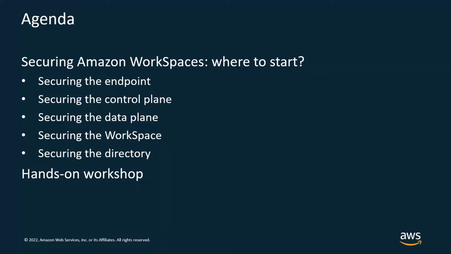And then the fifth aspect is securing the directory itself. This is often an overlooked aspect. I like to think you can't actually have a secure Workspace until the directory itself that the Workspace is authenticated against is secure. So we'll touch on that as well. And then at the very end, we'll have a hands on workshop. In that, I will be touching on a few of the different aspects of securing Workspaces, such as securing the control plane, securing the data plane, and securing the directory.